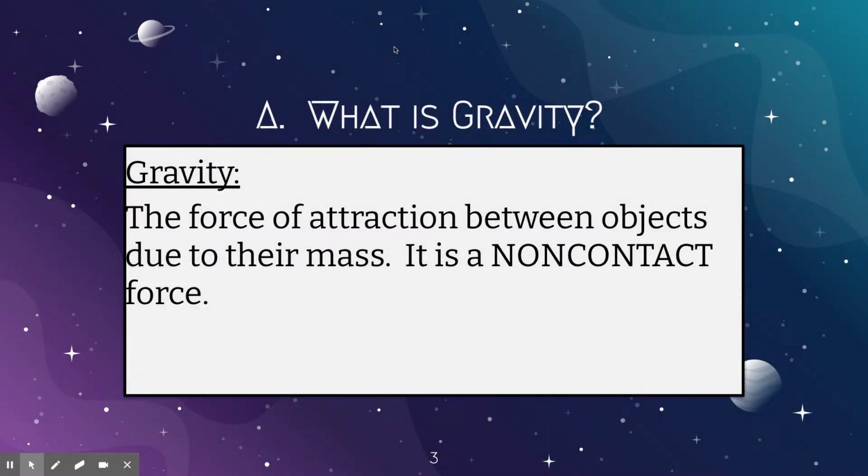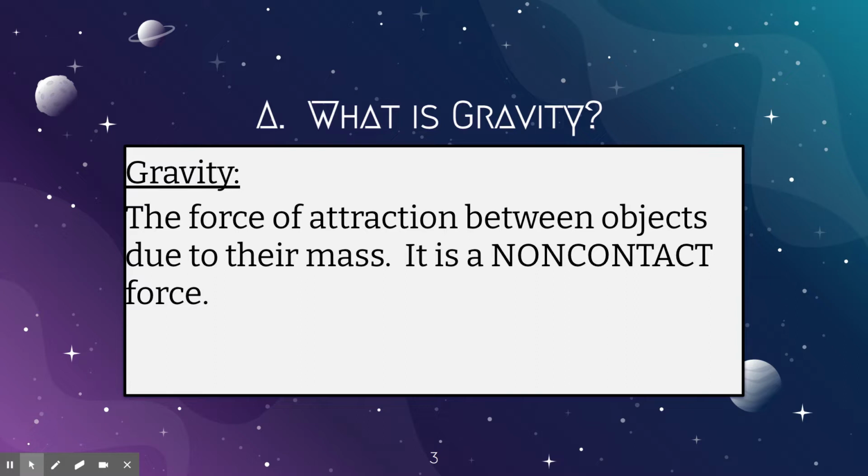So what is gravity? Gravity is the force of attraction between objects due to their mass. It is a non-contact force. What that means is that objects don't have to touch one another in order for the force to have an effect. And we know this. If I jump out of an airplane and go skydiving, the gravity is going to pull me down even though I'm not touching the surface of the earth.